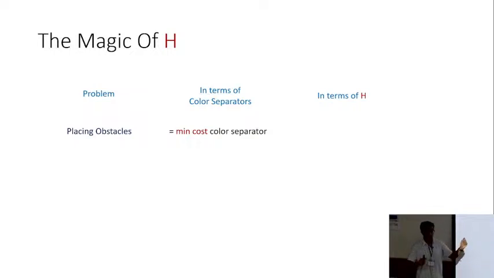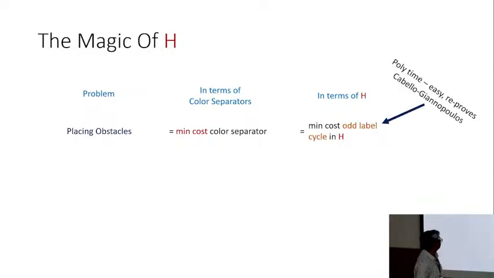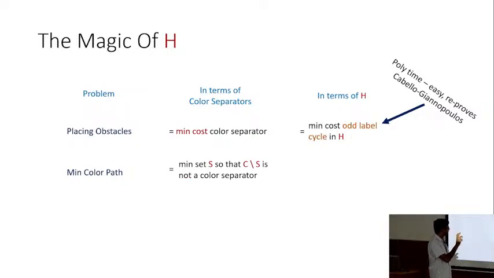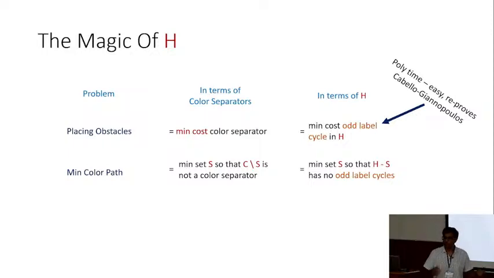That is minimum cost color separator. It is minimum cost odd label cycle in H. So this gives you another simple polytime algorithm of Cabello and Ganopoulos. Minimum color path is the minimum set S so that C minus S is not a color separator, which is the same as the minimum S so that H minus S has no odd label cycles. So once you have this result, it translates into these things.